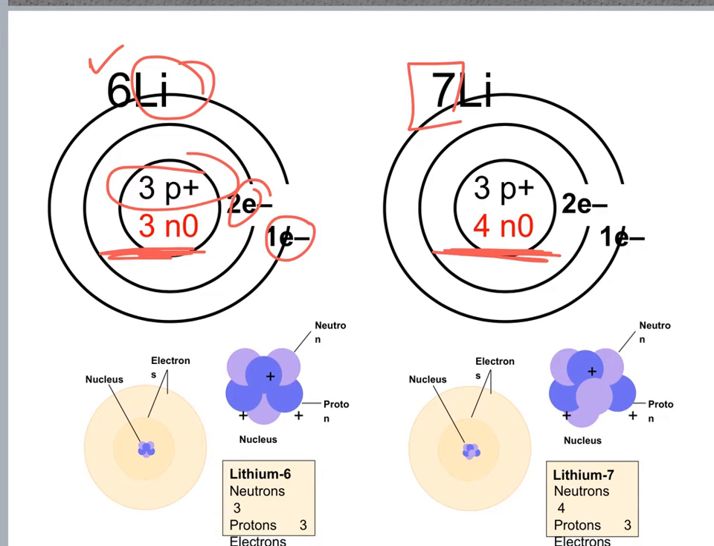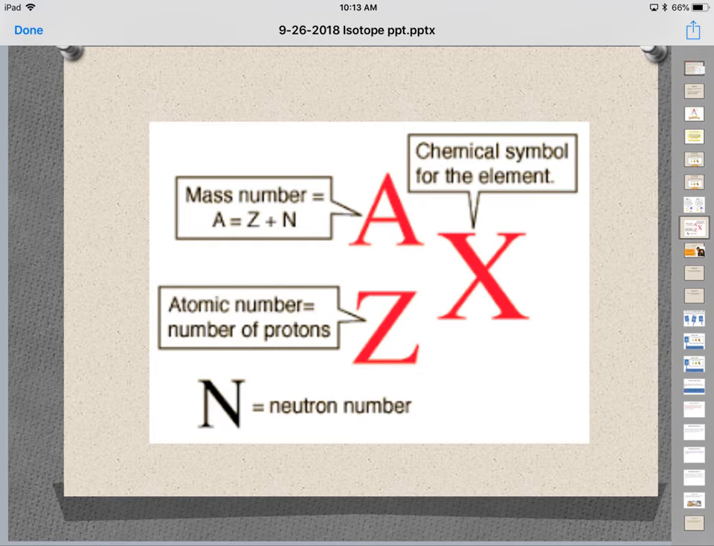Now, what I'm going to show you today is how to calculate an isotope when they give you a percent. Now, a little quick reminder, because it's going to be on your worksheet today.